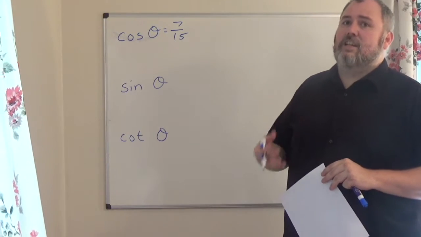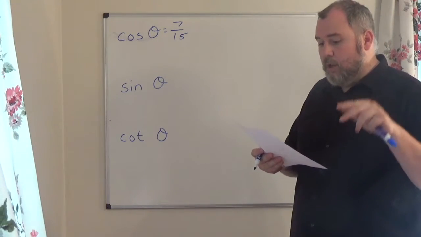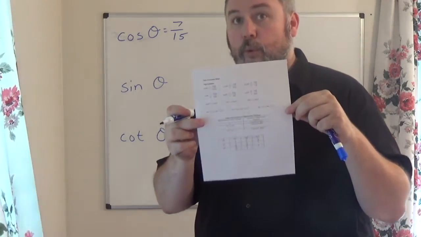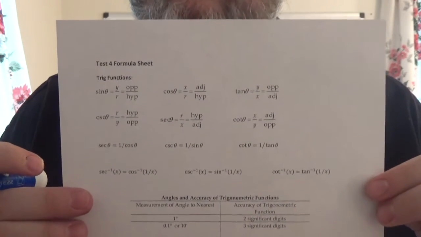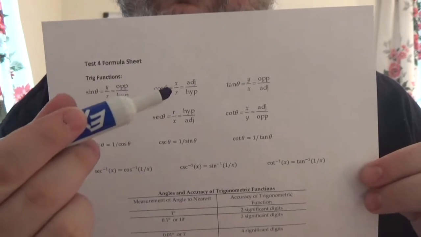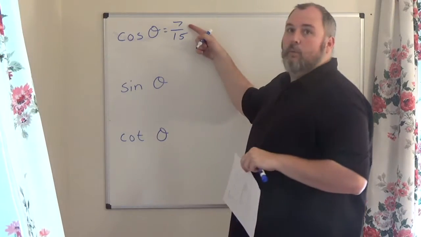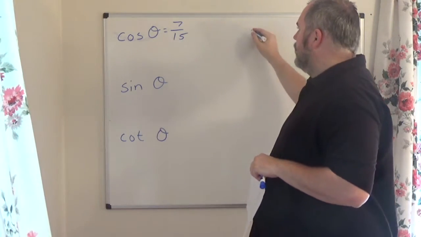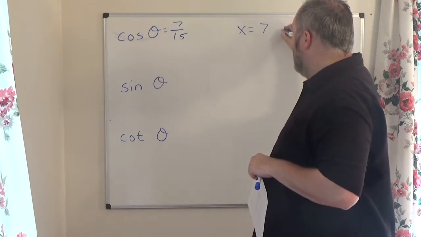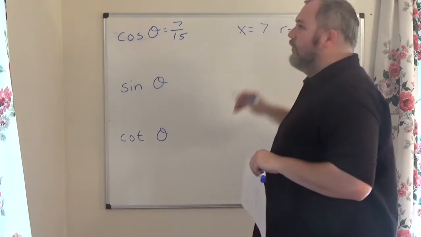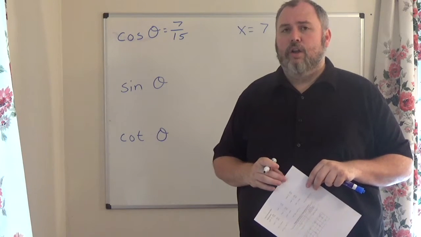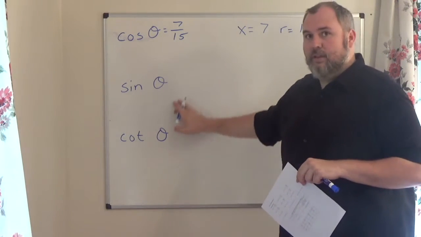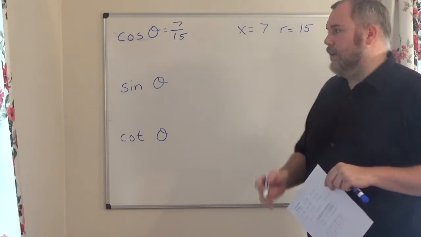So first off, what is cosine? Well, according to the handy dandy formula sheet, cosine is x over r. There it is, x over r. So what did we just discover? Wait a minute. We got a fraction here, just like x over r. So we just discovered that x is equal to 7 and r is equal to 15. Well, everything else up until this point, I've been giving you x and I've been giving you y. This time, I've given you x and r. So our job, before we can even do this guy, is to find out what y is.